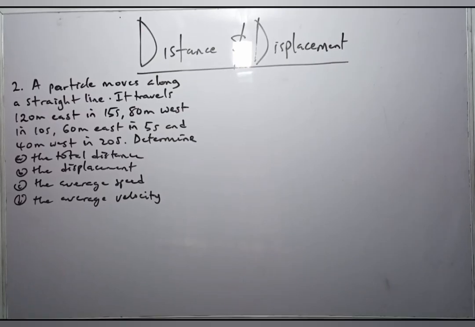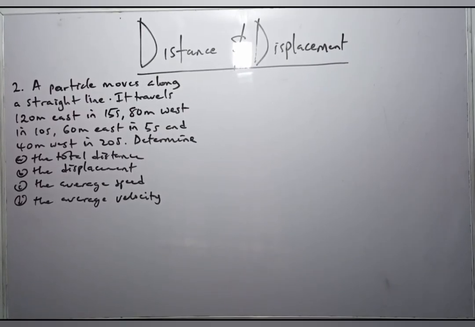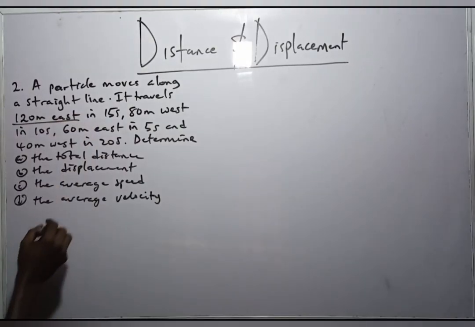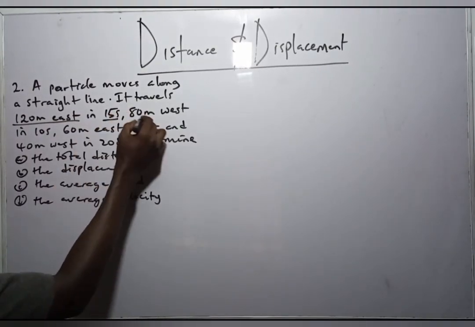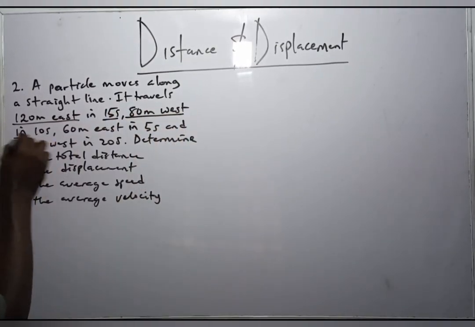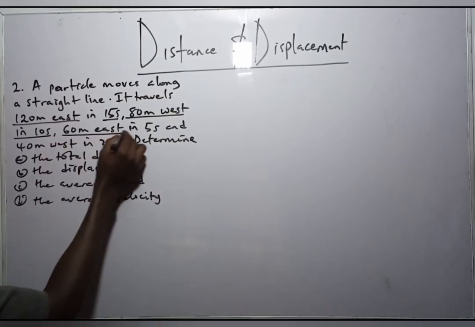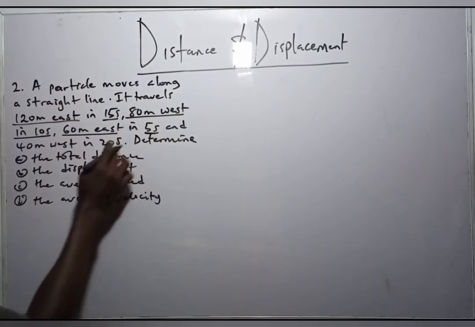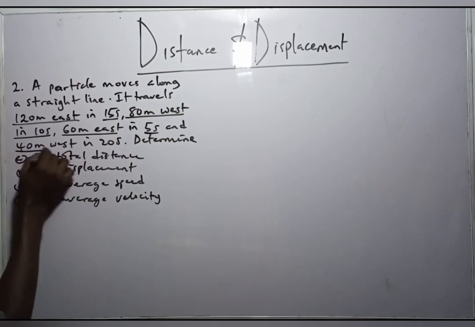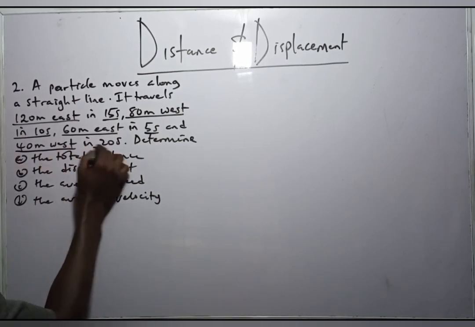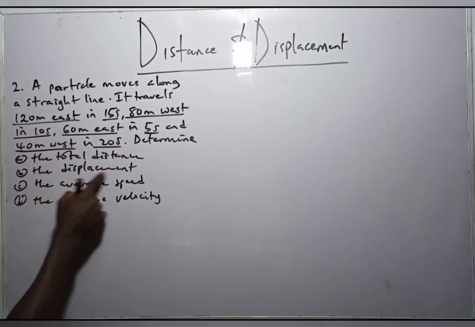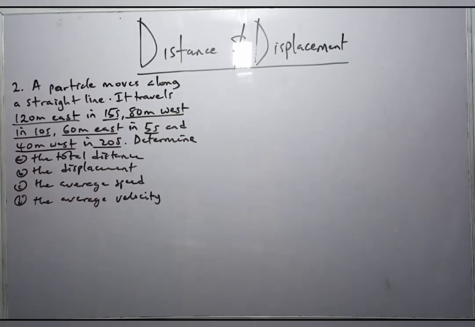A particle moves along a straight line. It travels 120 meters east in 15 seconds, 80 meters west in 10 seconds, 60 meters east in 5 seconds, and 40 meters west in 20 seconds. Determine the total distance, the total displacement, the average speed, and the average velocity.